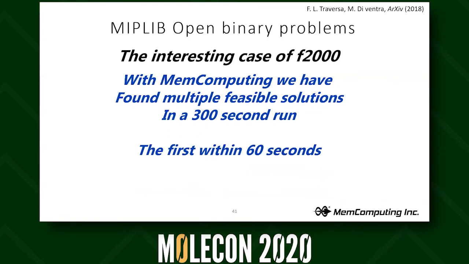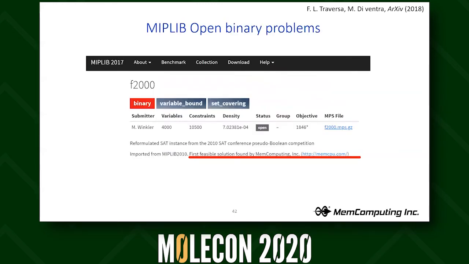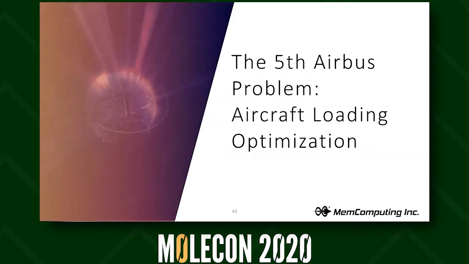And while we were benchmarking our system, we found a solution within 60 seconds, the first one, and then multiple solutions just running longer. It was a great achievement for our first prototype of an integer programming solver using Mem computing. And in fact, now on the website it reports that we have been the first that, after 8 years, were able to solve F2000.